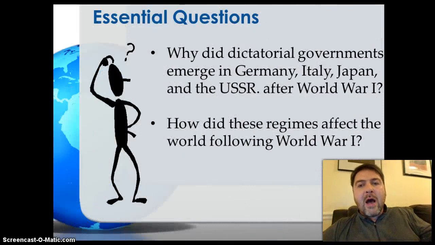The first is, why did dictatorial governments emerge in these four countries in the years after World War I? Why not some other form of government like democracy? Why dictatorships? Secondly, how did these regimes affect the world following World War I?